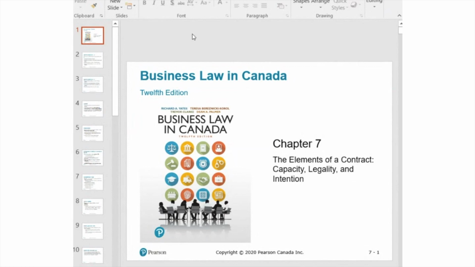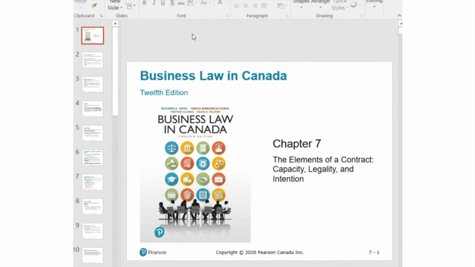So let's start chapter 7. We are talking about the elements of a contract. A contract, to be a valid one, requires 5 elements. 2 of them you saw in chapter 6, which were consensus, a valid offer and an effective acceptance, and consideration, the price to be paid or the mutual benefit.